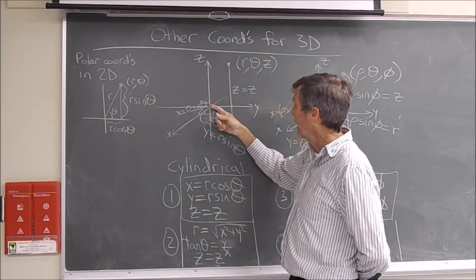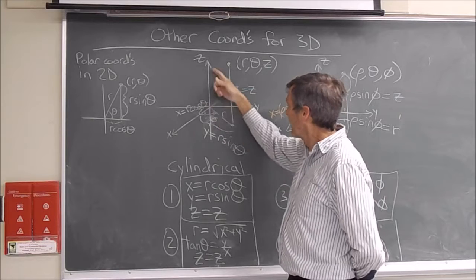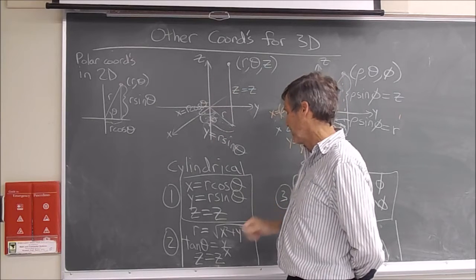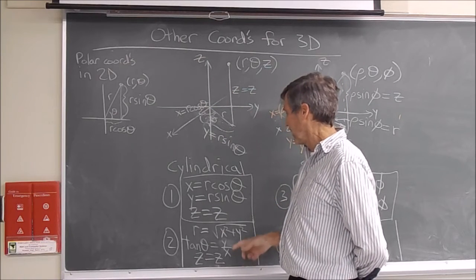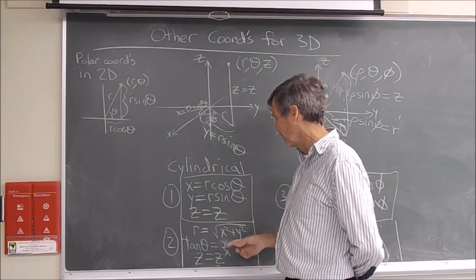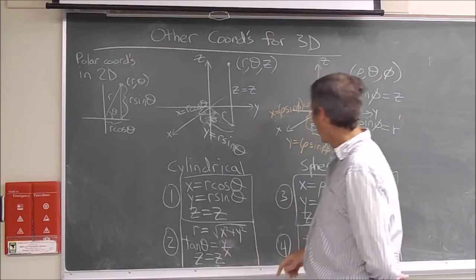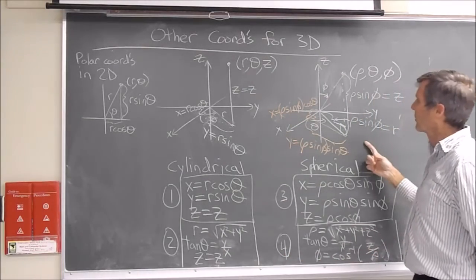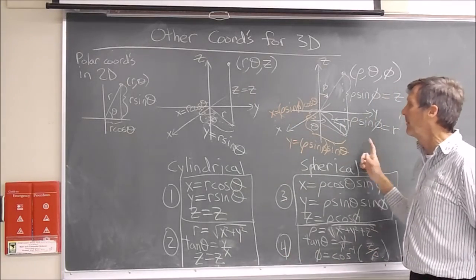And that'll identify the same point. Alright, so the same conversion equations from rectangular coordinates and polar, except you don't allow r to be negative, and then you add z. Here's another coordinate system that's useful.